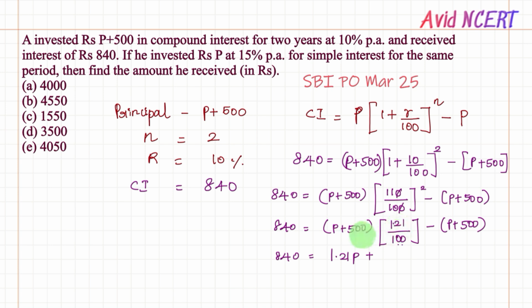We can just do 5 times 121 and then add 2 zeros to it. So 5 times 1 is 5, 5 times 2 is 10, 0 carry 1, 5 times 1 is 5, plus 1 is 6, and 2 zeros are added. Anyway, we are going to keep the decimal point 2 digits from the right, so 605. Minus P, and multiplying the minus inside again, it becomes minus 500. So 840 equals 1.21 P minus 1 P, which is 0.21 P, plus 605 minus 500, which is 105.